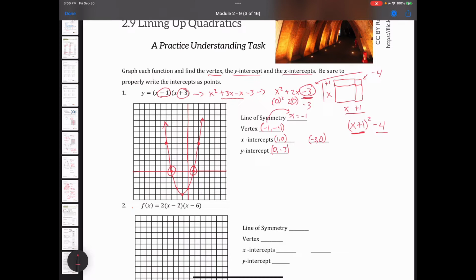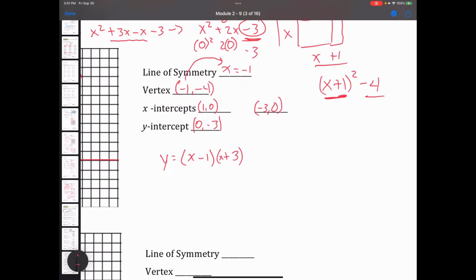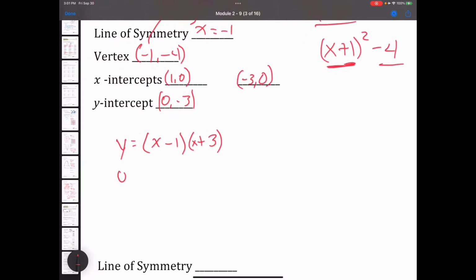Now, algebraically, what's happening there is what we did before to figure out the y-intercept: we plugged in 0 for x, right? Up here in this equation. Now, in order to figure out what our x-intercepts are, algebraically, we can plug in 0 for y. So we could say 0 is equal to x minus 1 times x plus 3.